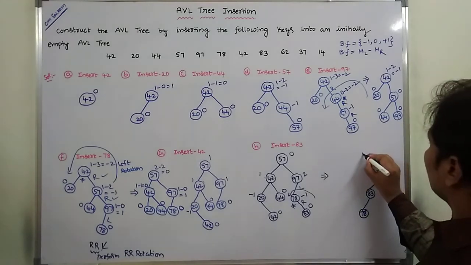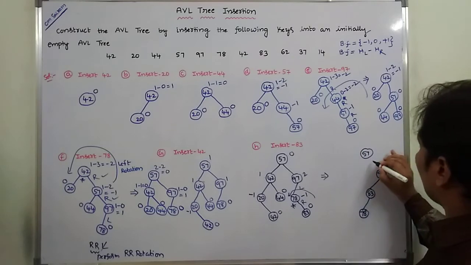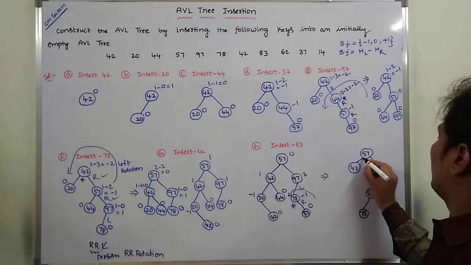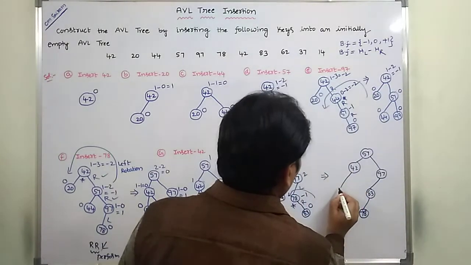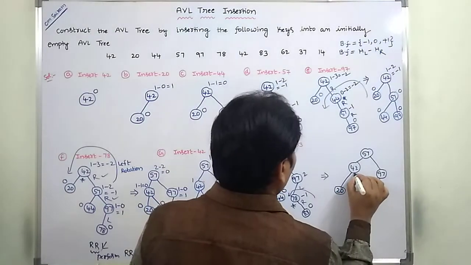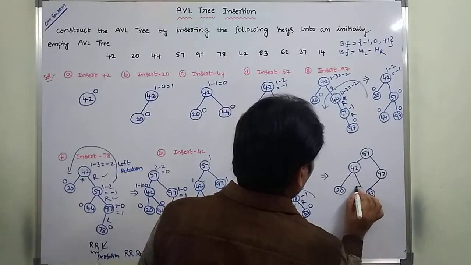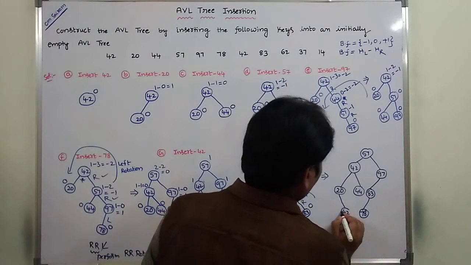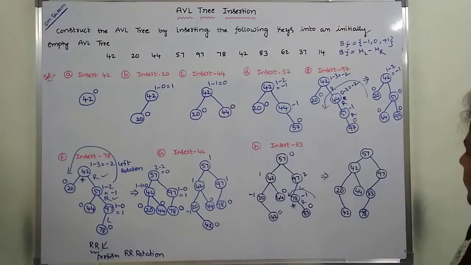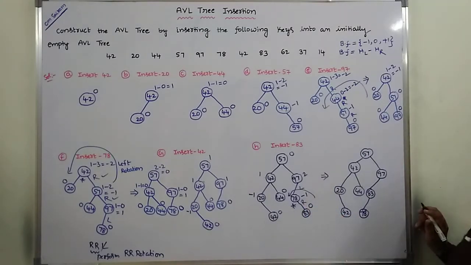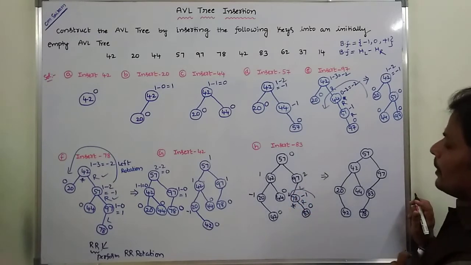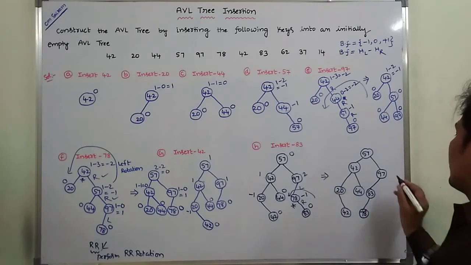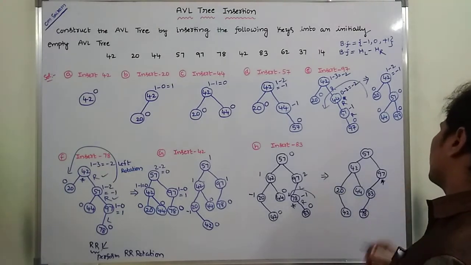Next, here this is 57 and this is 42. Next, the left child is 20 and the right child is 44, and 20's right child is 40. Once we perform the left rotation, now rotation can be performed on this place.